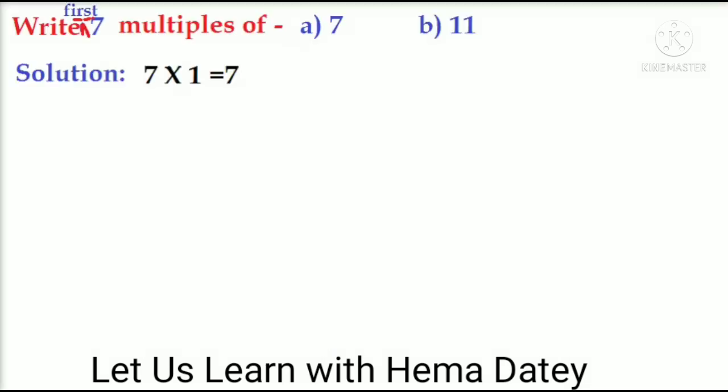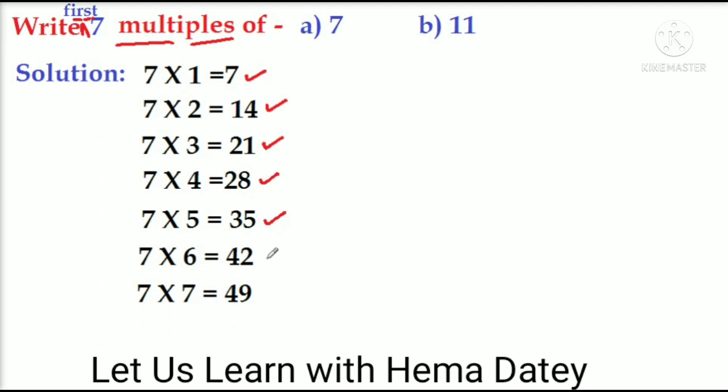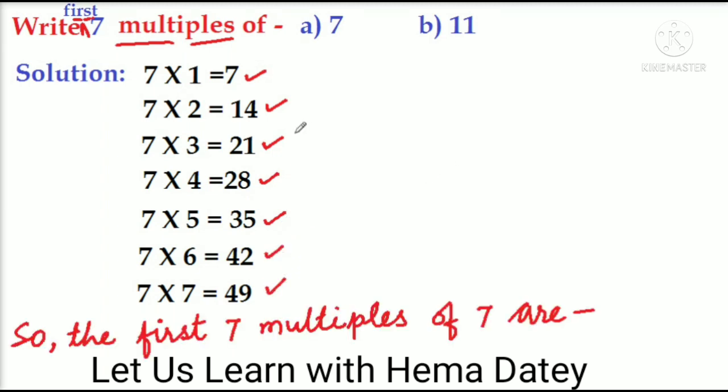Let's do a question. Write first 7 multiples of 7 and 11. It is very easy. You just write table of 7. Or you can multiply 7 by first 7 numbers starting from 1. Get 7 multiples: 7, 14, 21, 28, 35, 42 and 49. We'll write the first 7 multiples of 7 are 7, 14, 21, 28, 35, 42 and 49.